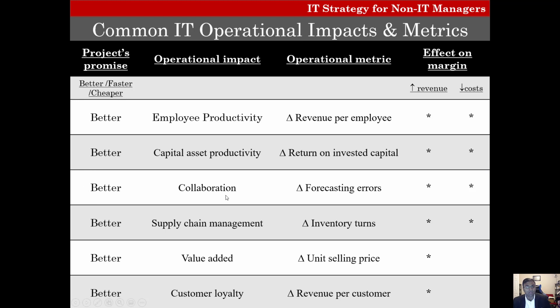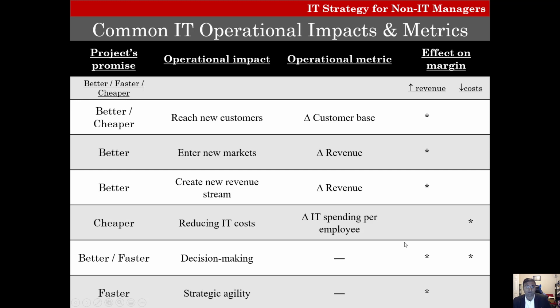Better collaboration reduces forecasting errors, therefore improves revenue and reduces costs. Better supply chain management increases your inventory turns, and again that results in improved revenue, reduced cost. Better value added could increase unit selling price, that increases revenue. Better customer loyalty increases the revenue per customer, therefore increases revenue.